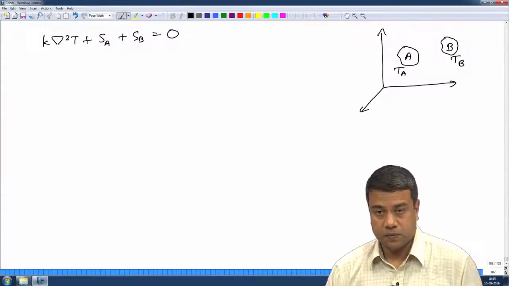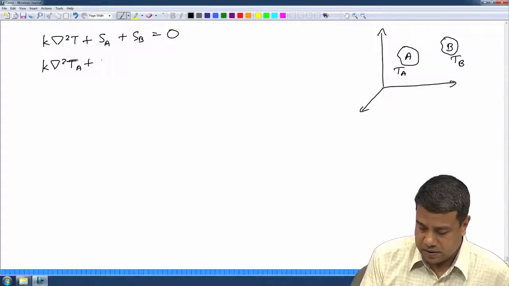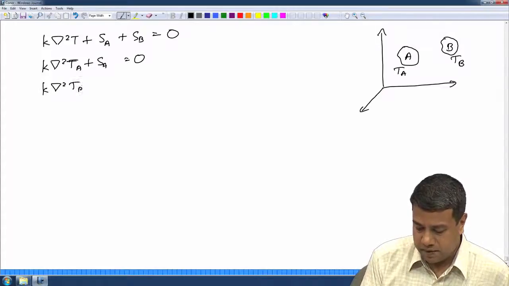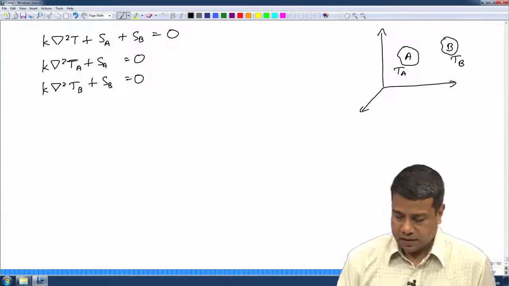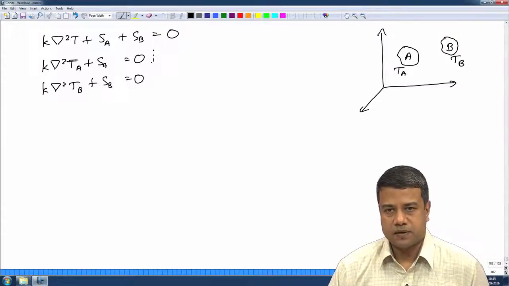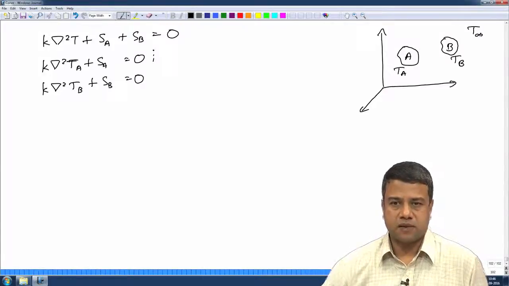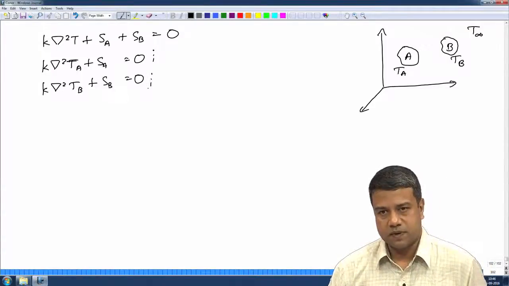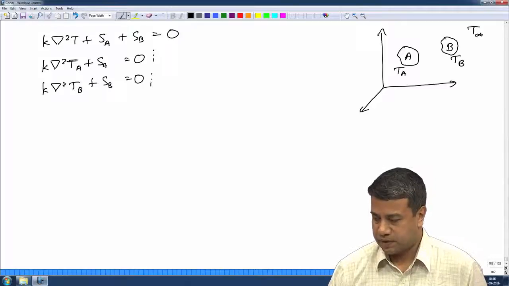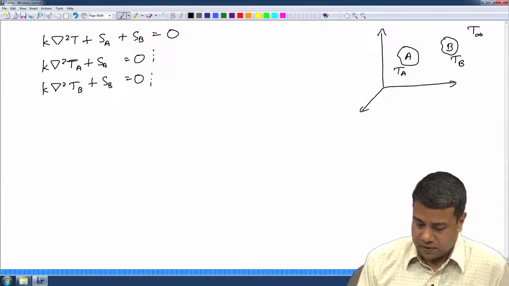I can separate it out into two parts, k del square T A plus S A is equal to 0 and k del square T B plus S B is equal to 0. So, when I do this, the first thing I have to enforce is that the temperature on the surface of the second object is T infinity, that the second object is at the same temperature as the surroundings, and when I solve this problem I have to assume the temperature on the first object. So, I can separate this out into two problems.